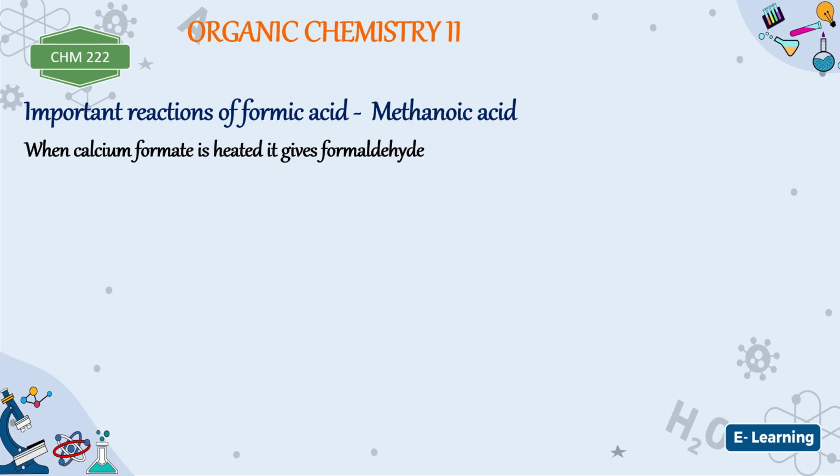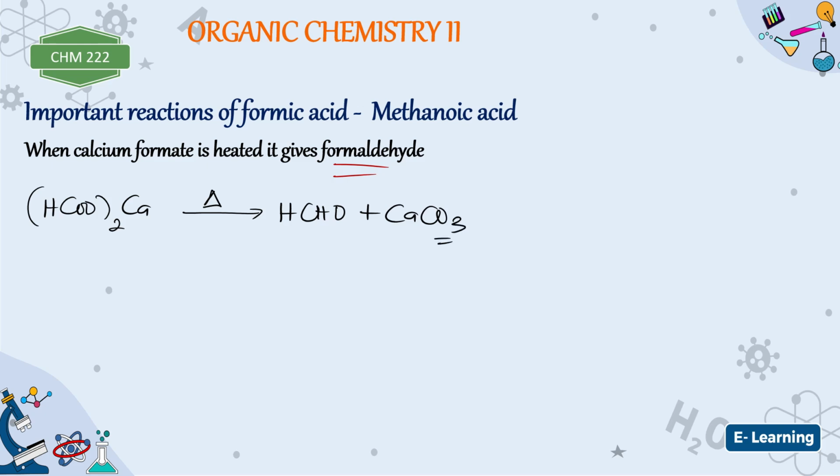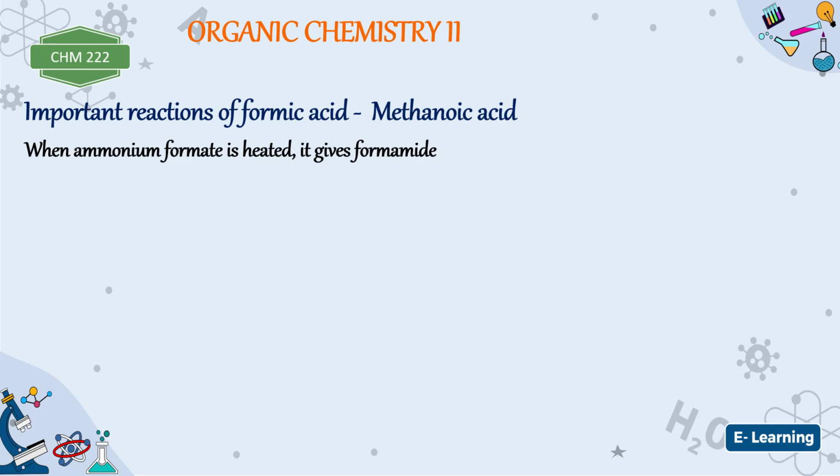Now the next one is when calcium formate is heated, it gives formaldehyde. When calcium salt is heated in the previous case, the previous carboxylic acid, we said it will give ketone, but when it comes to formic acid, it will give what? Formaldehyde, not ketone in this case. Other calcium salts, we said, they will usually form ketone, and that is one of the methods we learned for the preparation of ketone. So when this one is heated, it's going to give formamide plus what? Calcium carbonate.